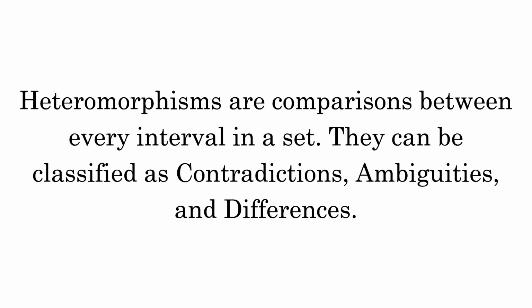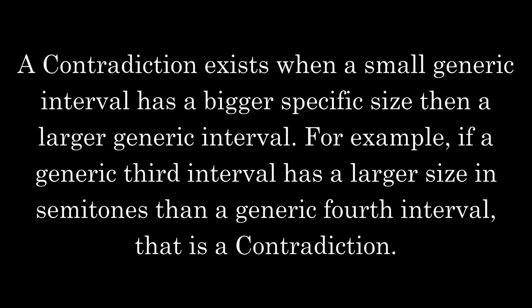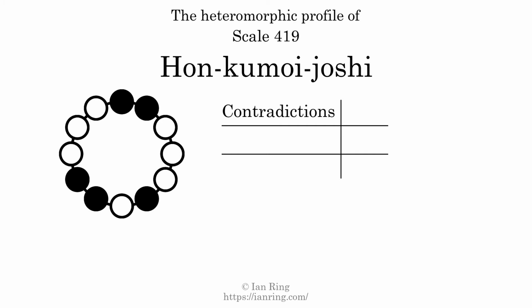They can be classified as contradictions, ambiguities, and differences. A contradiction exists when a small generic interval has a bigger specific size than a larger generic interval. For example, if a generic third interval has a larger size in semitones than a generic fourth interval, that is a contradiction. The number of contradictions in this scale is 4.